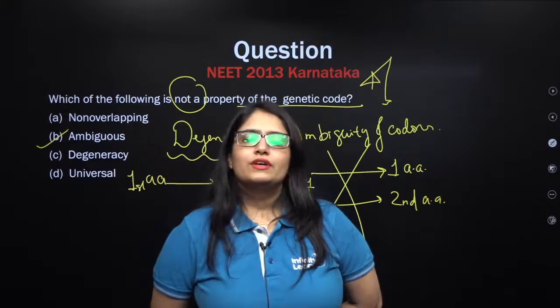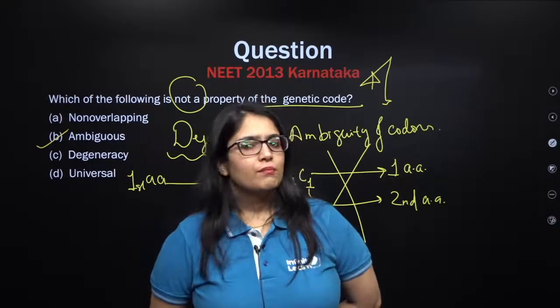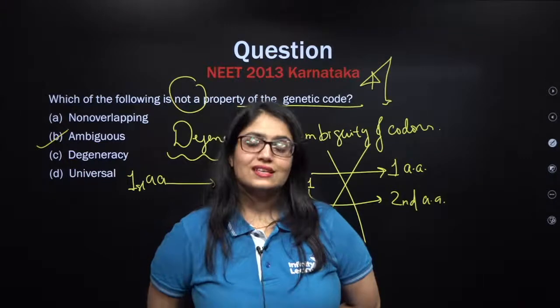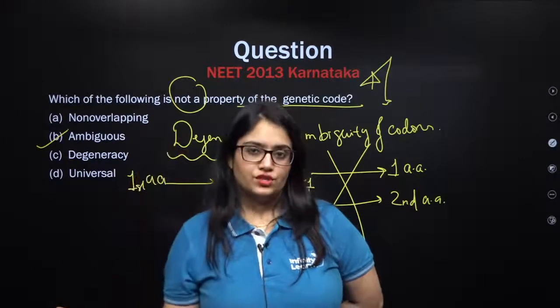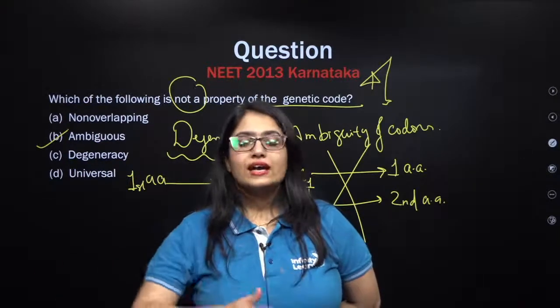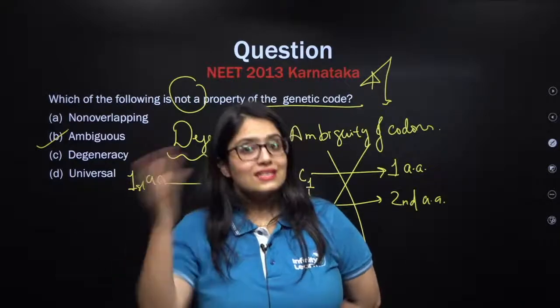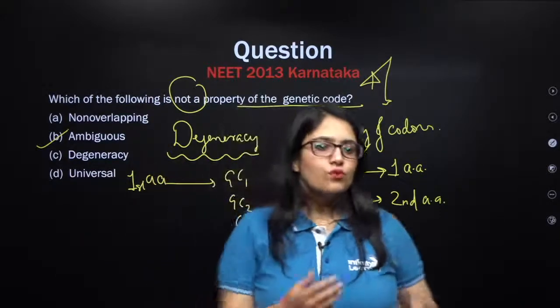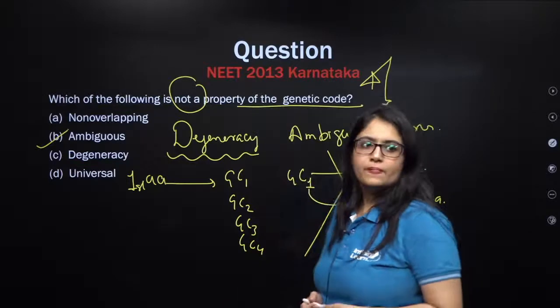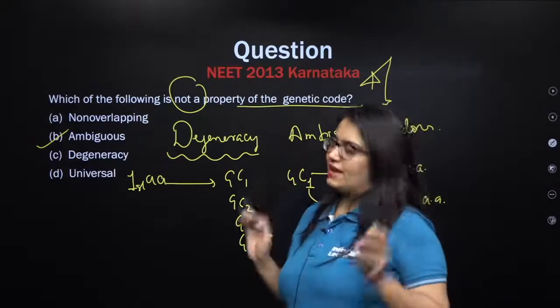So what I want to mention over here, my dear students, is that, for example, valine is a type of amino acid. It is coded by 4 different types of genetic codes. Similarly, arginine, leucine, serine, they are coded by 6 different types of genetic code, proving that the genetic code is actually degenerate but not ambiguous.